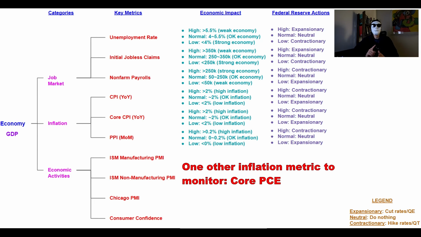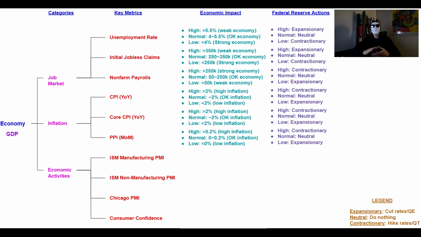While it's a very similar metric compared to the core CPI index, it covers a broader scope of items which the companies pay on behalf of the consumers, such as employer-paid healthcare, and is also adjusted for changing consumer patterns. Therefore, it's a more stable measurement of the inflation which the Fed prefers to base their decisions on. Okay, now moving on to economic activities.